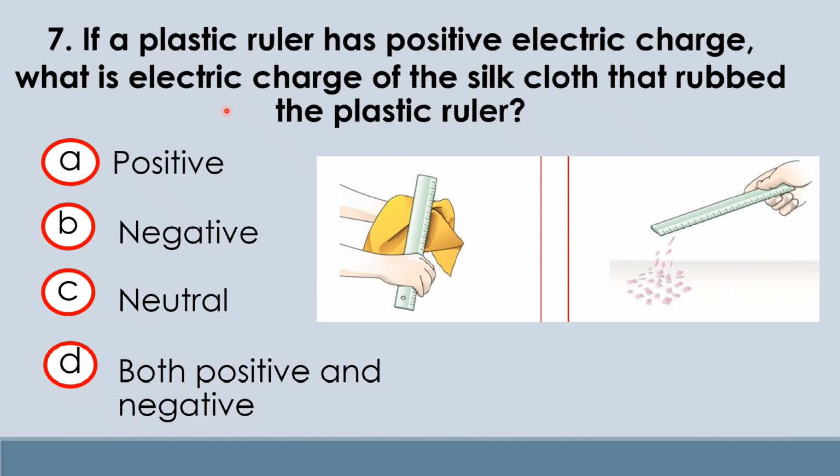If the plastic ruler has a positive electric charge, what will happen to the silk cloth? Is it also positive? Letter B, is it negative? Letter C, is it neutral? Or letter D, is it both positive and negative? Okay, if you're ready now, let's go to number 8.